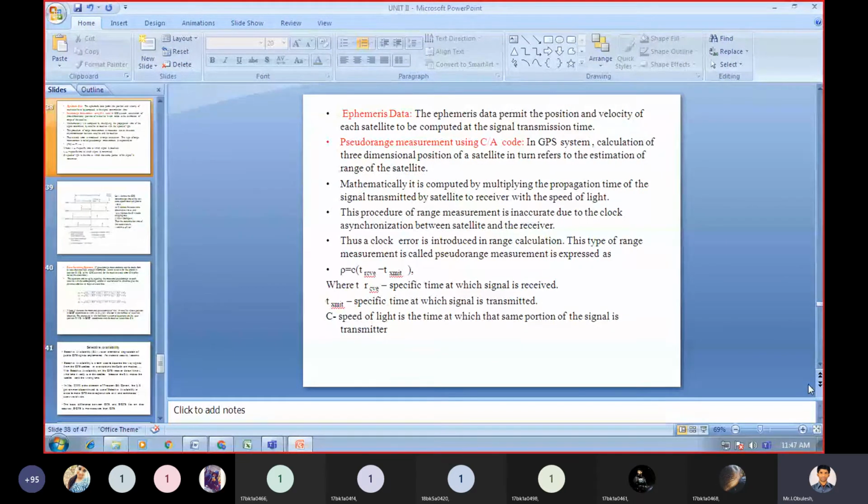Next, ephemeris data. The second step is to determine the velocity and position of each and every satellite. The ephemeris data permit the position and velocity of each and every satellite to be computed at the signal transmission time.